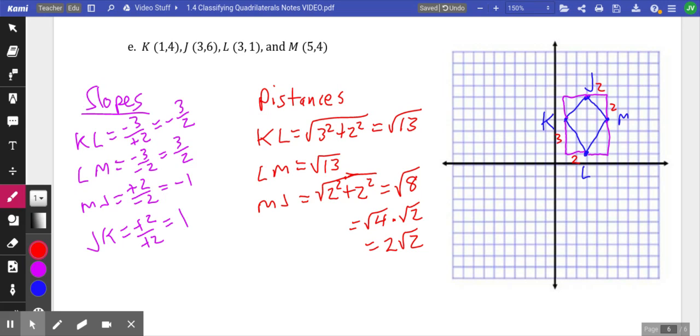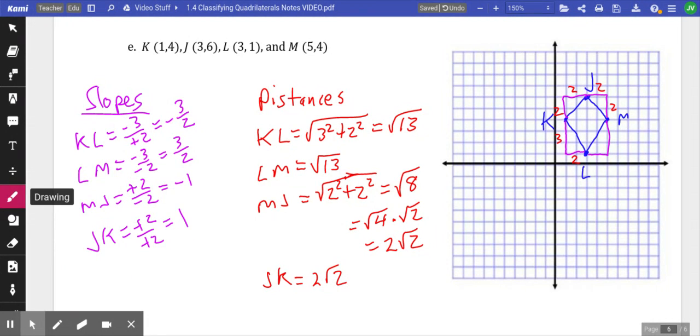You can double check your work by typing the square root of 8 in your calculator and typing 2 root 2 in your calculator. They should be the same decimal. JK has the same triangle here, 2 and 2. So that hypotenuse, which is the distance between J and K, is going to be 2 root 2 as well.